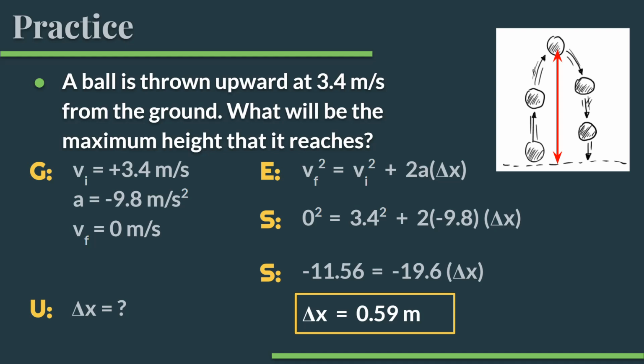So my displacement, which is my maximum height, because we said we were looking for the point at which velocity was 0, which is maximum height, will be 0.59 meters. Questions about this one? Kind of trickier, so just checking.